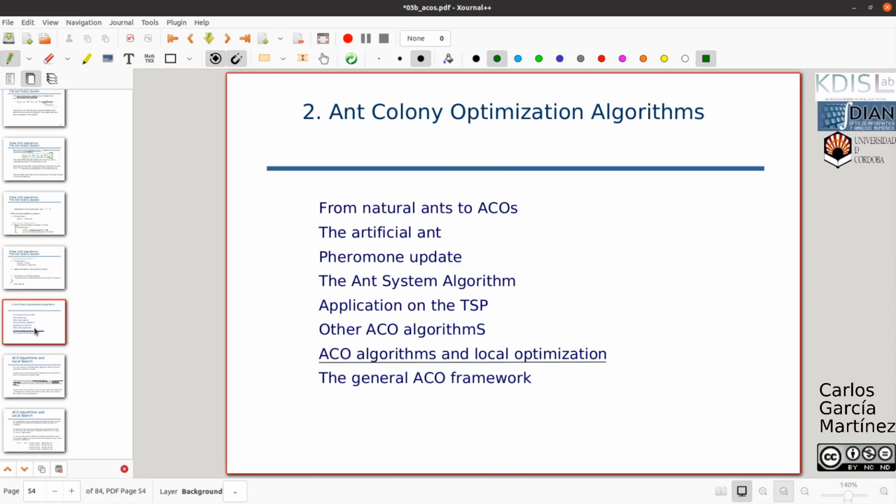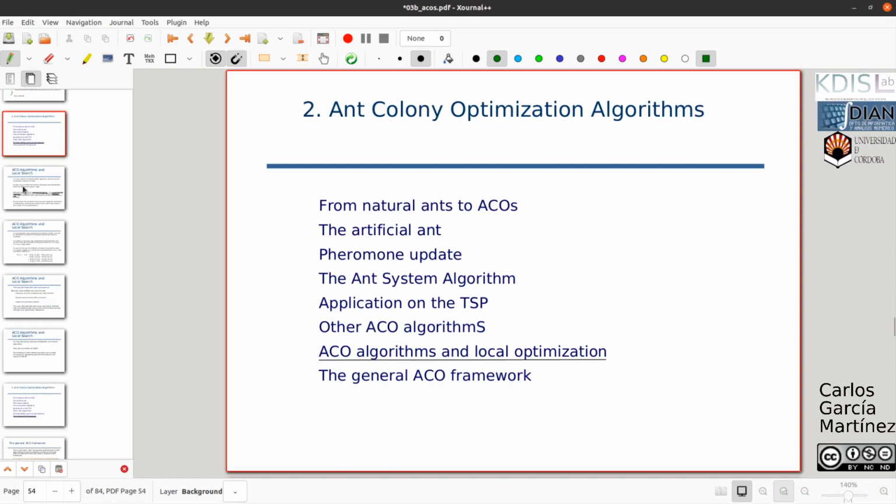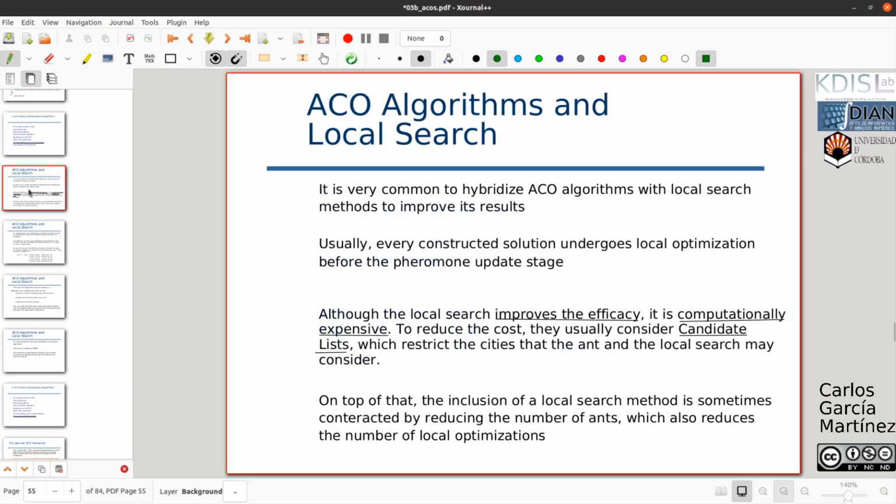Well, as I mentioned earlier, people usually combine ant colony optimization algorithms with local search methods. The idea is that after ants have produced their solutions, then they undergo local search optimization. You can apply local search to all these solutions or just some of them.